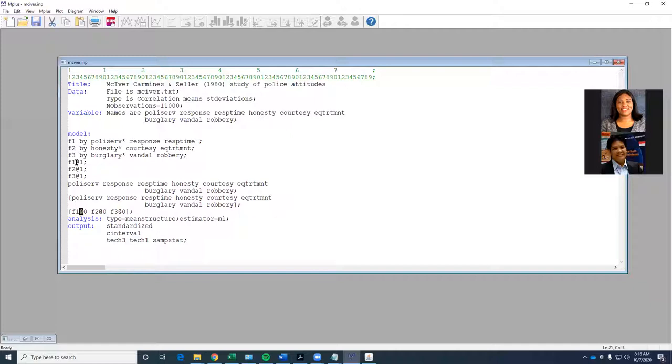By the way, if we decided to set the Polyserve as one, then we have to make F1 free, right? That's right. We can't do both. And because in this model we just have three factors and they're all exogenous, I can specify the model fixing the variance to one.